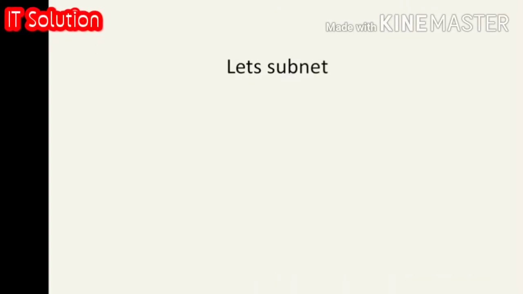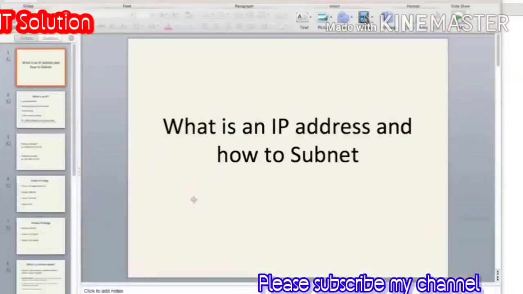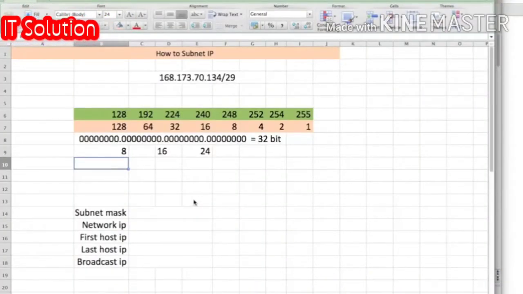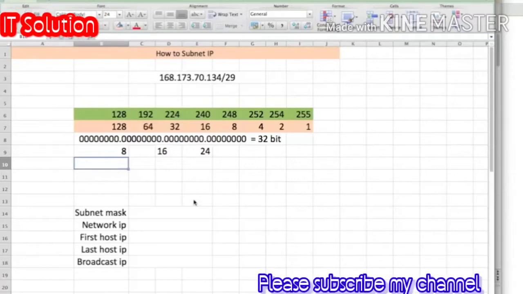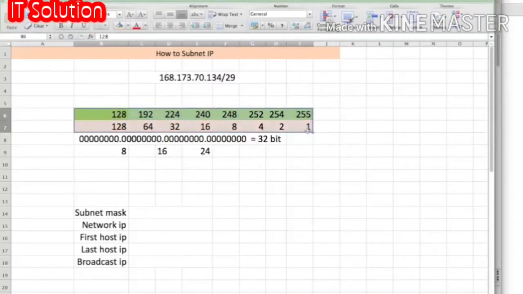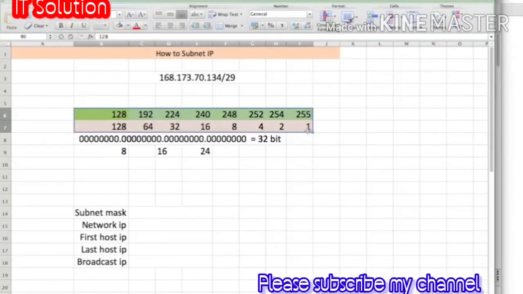All right, so let's go ahead and get started. We'll do some subnetting. I have created this Excel sheet. The first thing you want to do is write this out. It makes it easy for you. Just remember these two sets of numbers, these two rows.